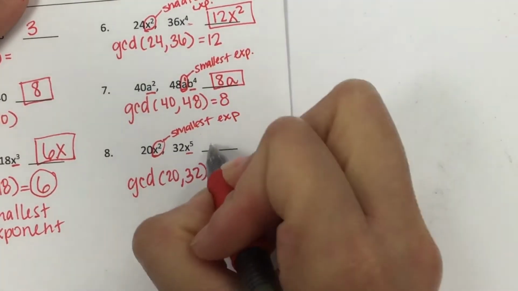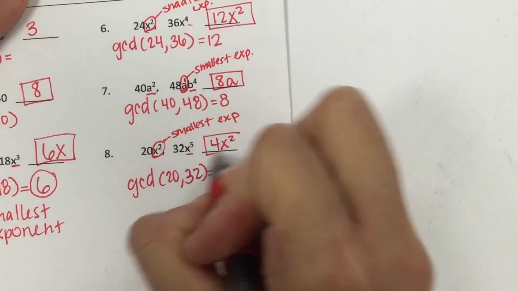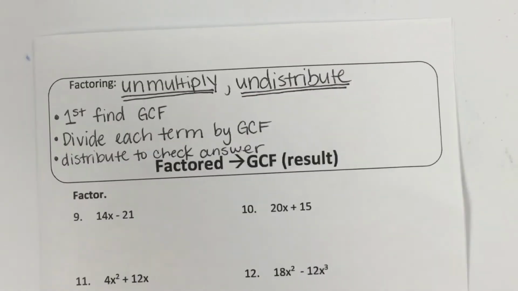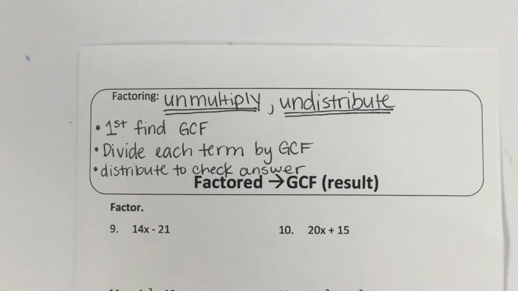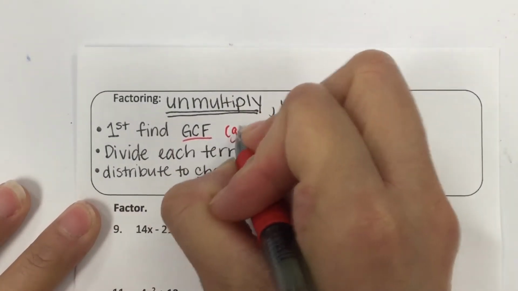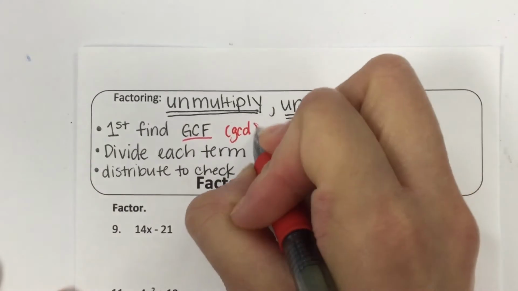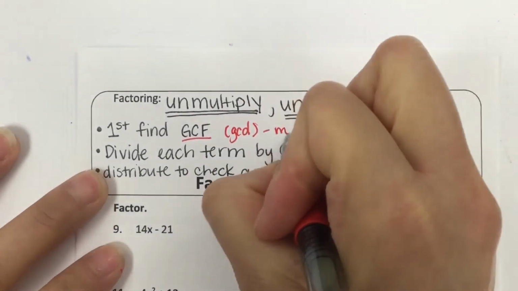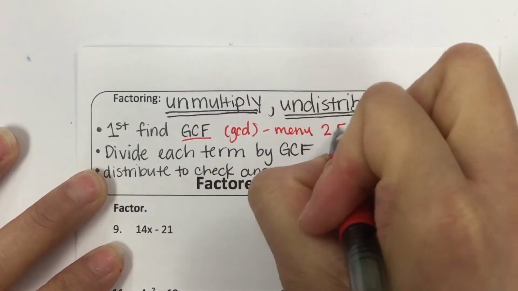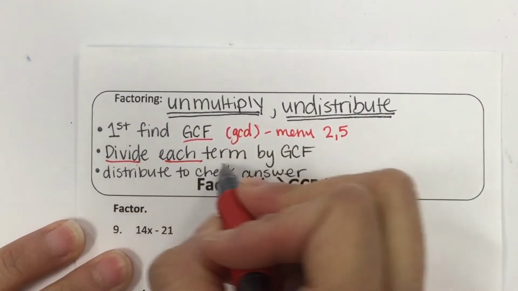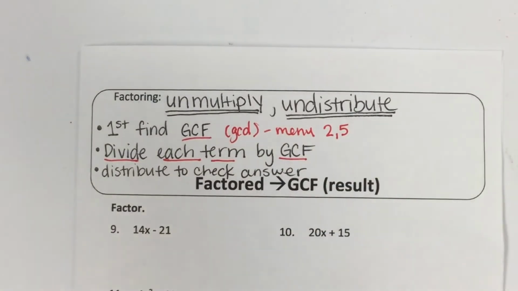So together, it's going to be 4x squared is the GCD. All right, next slide. Here, we're going to unmultiply and find our GCF, which is the same thing as GCD, in the calculator. And so when you find that in the calculator, remember, it's menu 25 for GCD. Then you're going to divide each term by the GCF, the greatest common factor.